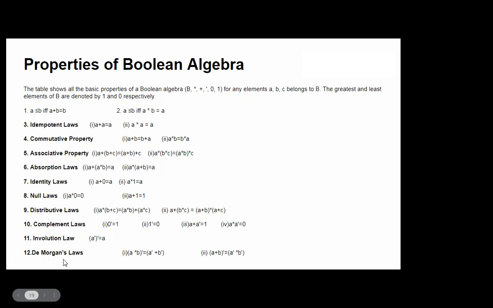And what are the De Morgan's laws? A star B, whole dash, is equal to A dash plus B dash. And the second one is A plus B, whole dash, is equal to A dash star B dash. Okay, these are the De Morgan's laws and properties of Boolean algebra.